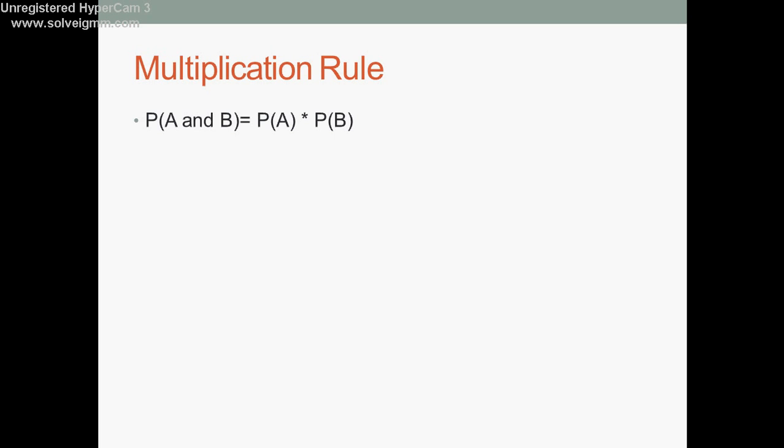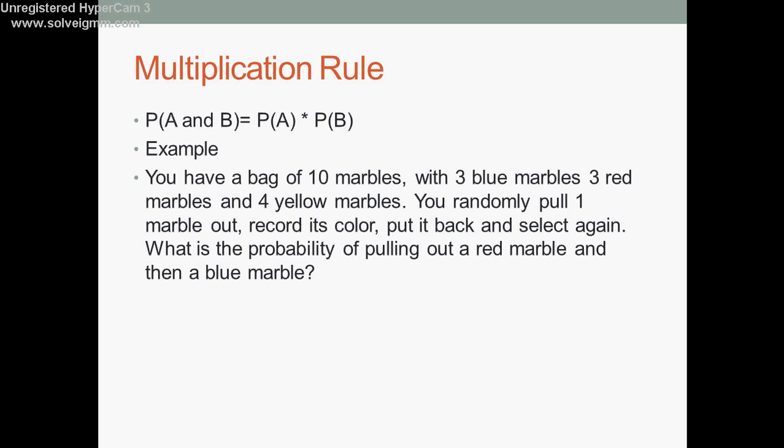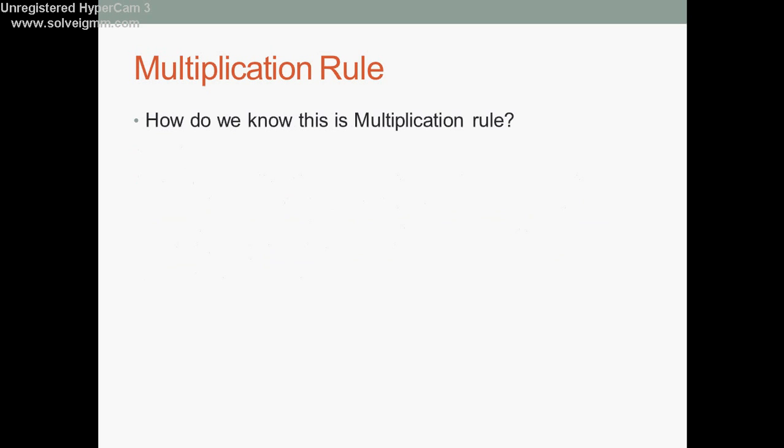The multiplication rule is combining 2 outcomes into one to create a total probability. Here's the example. You have a bag of 10 marbles with 3 blue marbles, 3 red marbles, and 4 yellow marbles. You randomly pull one marble out, record its color, put it back, and select it again. What is the probability of pulling out a red marble and then a blue marble?